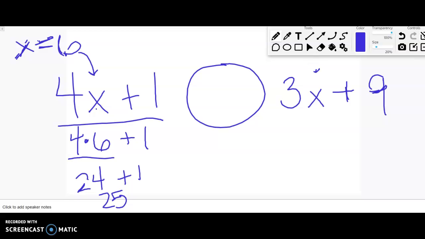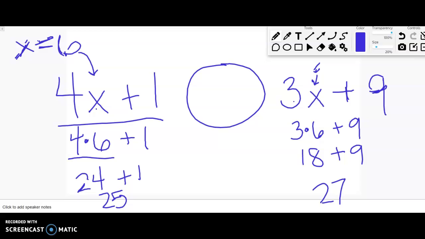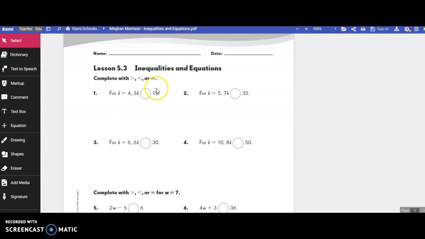Then I'm going to put 6 in here as well. 3 times x, or 3 times 6, plus 9. 3 times 6 is 18. 18 plus 9 is 27. So I know 25 is less than 27. So 4x plus 1 is less than 3x plus 9 when x equals 6. Okay? Let's take a look at some of the other ones.